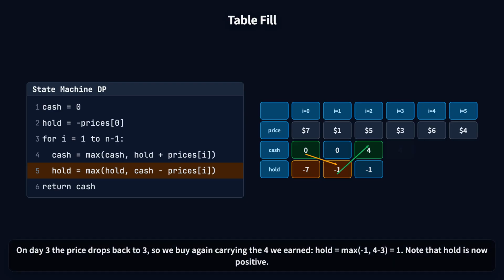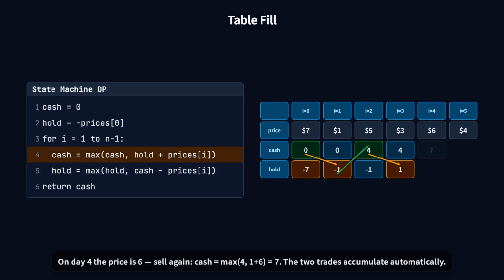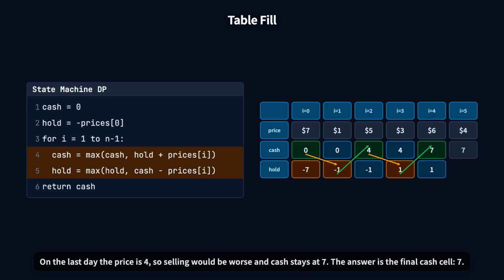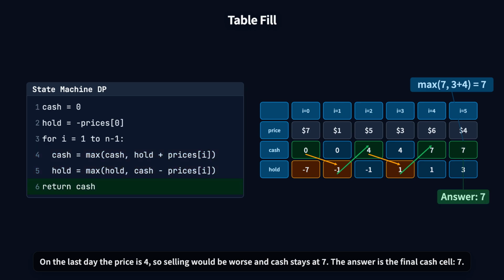On day 3, the price drops back to 3, so we buy again carrying the 4 we earned. Hold equals max(-1, 4 - 3) = 1. Note that hold is now positive. On day 4, the price is 6. Sell again. Cash equals max(4, 1 + 6) = 7. The two trades accumulate automatically. On the last day, the price is 4, so selling would be worse, and cash stays at 7. The answer is the final cash, 7.